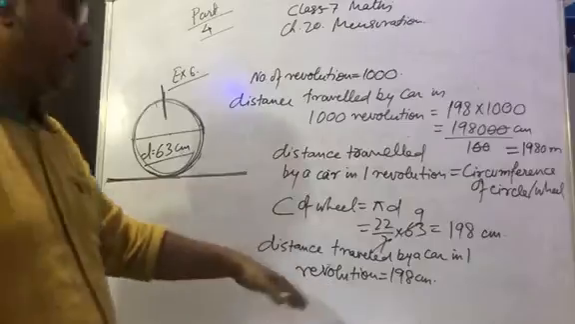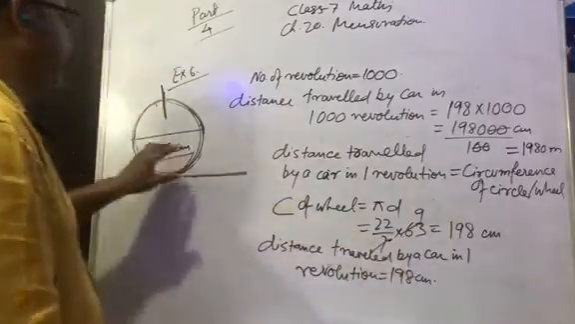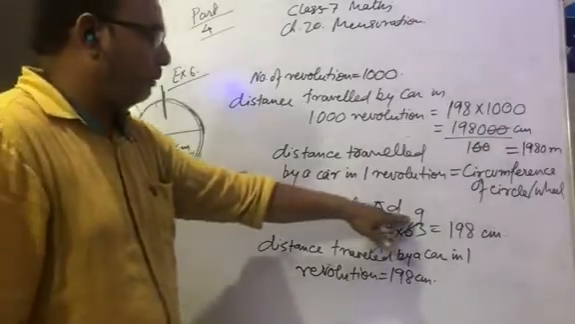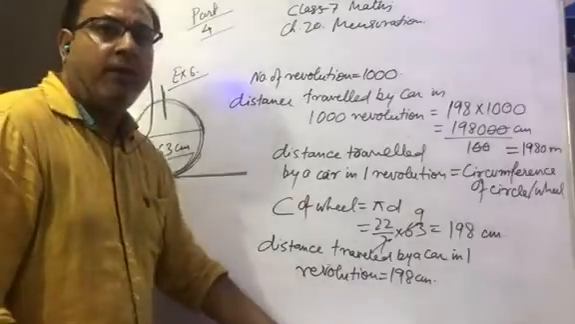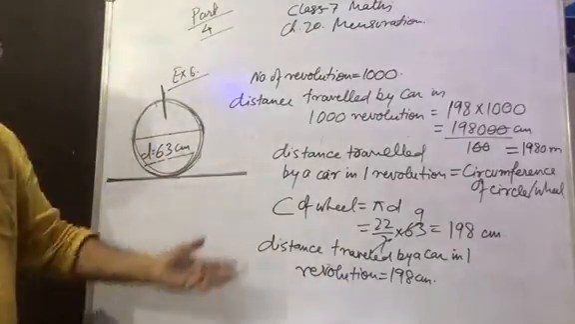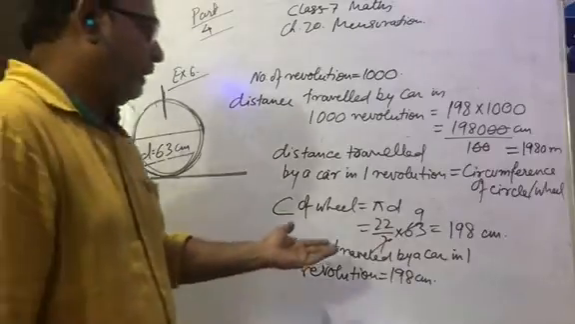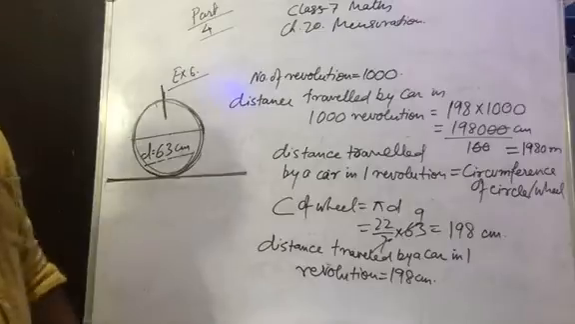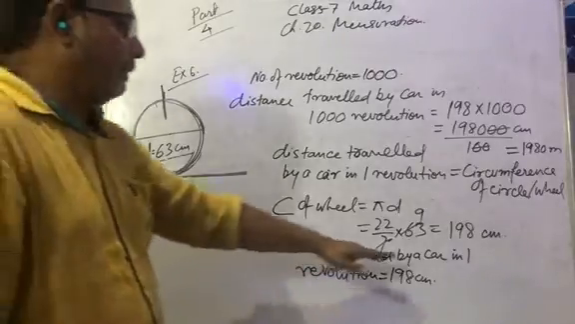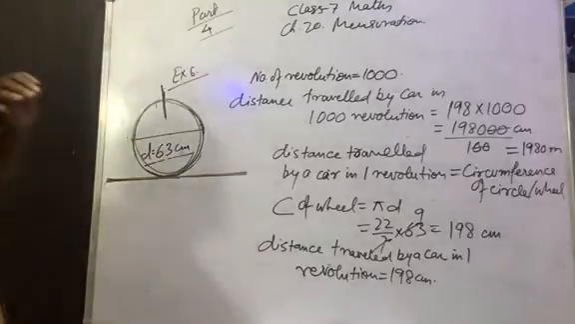This is pi d, so it will be 22/7 times 63. 63 is the diameter. We can use the direct formula pi d, or 2 pi r if the diameter is given. So we can use pi d, and we know that 63 is divisible by 7, so it will be easy to calculate. Now 22 times 9 is 198. Distance traveled by a car in one revolution is 198 centimeter.